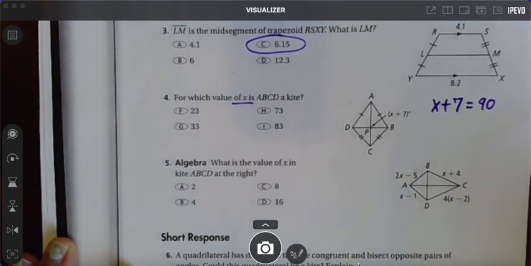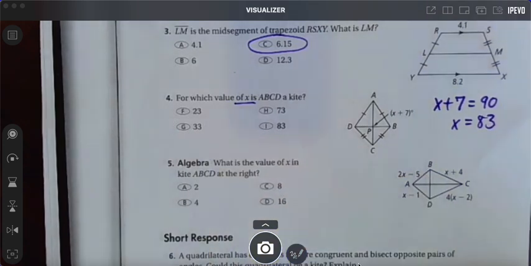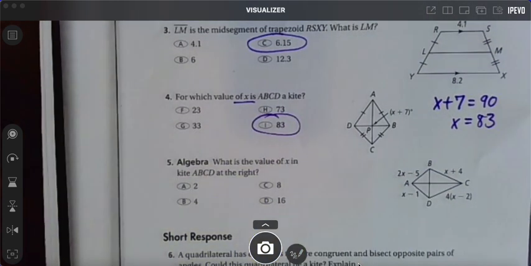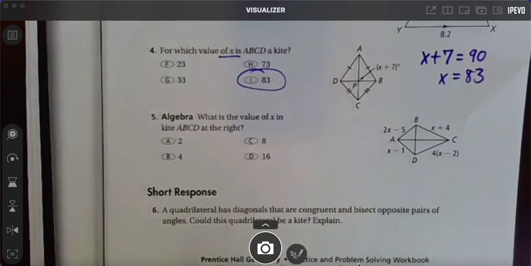So then how do I solve for x? Minus 7, and you get what? 83. There's our x. Okay? Is everybody good with that one? Then the next one, it's the same type of idea.